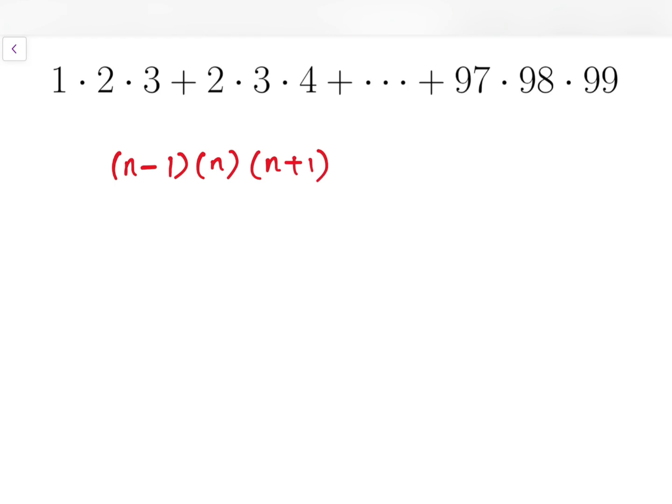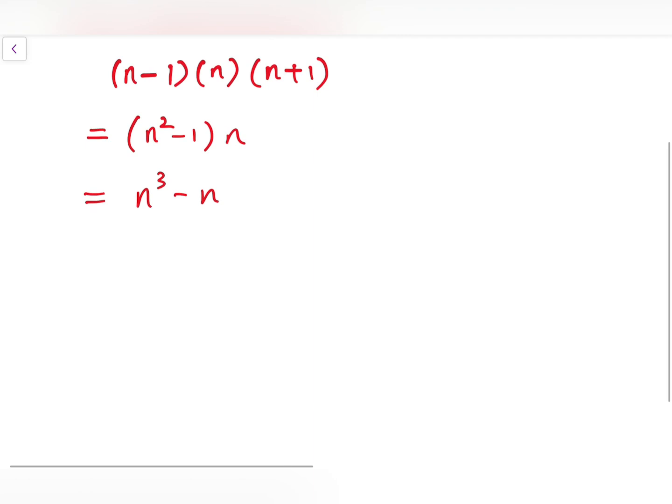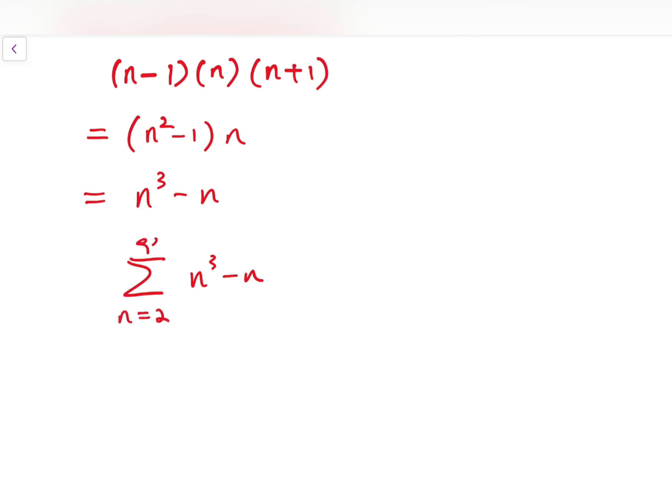n equals 98. Now, for this general form, we can expand and get n squared minus 1 times n, and that's n cubed minus n. So that means to evaluate this series, I'm going to write the sum of n cubed minus n from n equals 2 to 98, and I can separate that by considering n cubed and n separately.